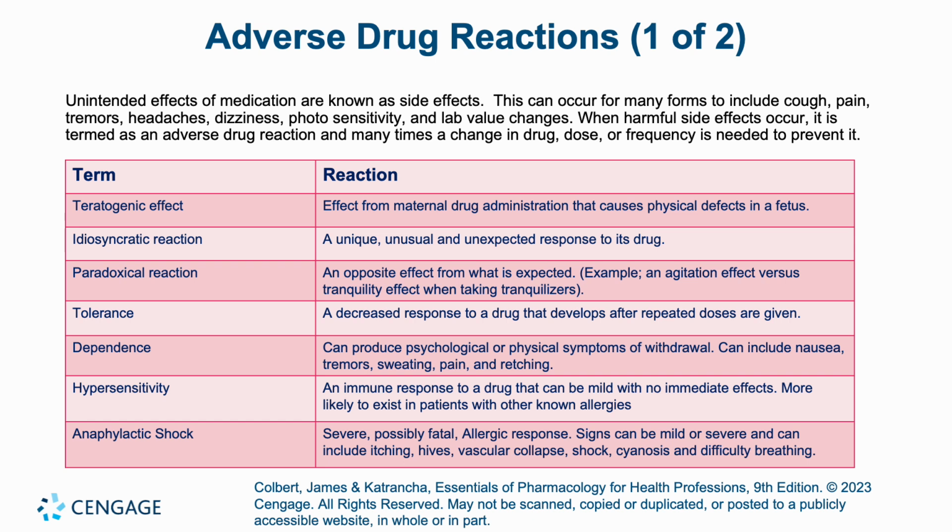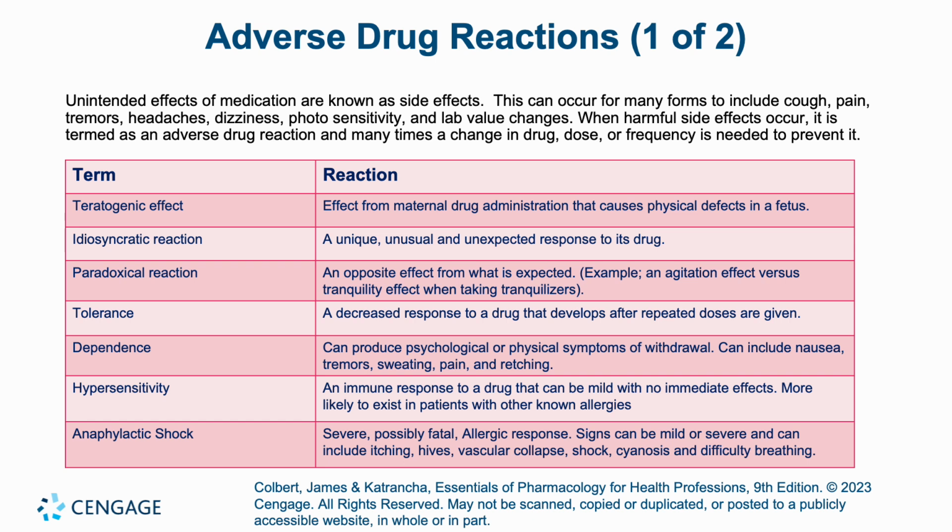And so this is a really important thing to be aware of, and this needs to be labeled on medications if they are known to have this effect, similar to that thalidomide that we talked about in an earlier lecture. An idiosyncratic reaction is a unique, unusual, and unexpected response to a drug. So this drug doesn't usually have this effect, but this person is 1 in a million and they had this kind of weird idiosyncratic reaction.